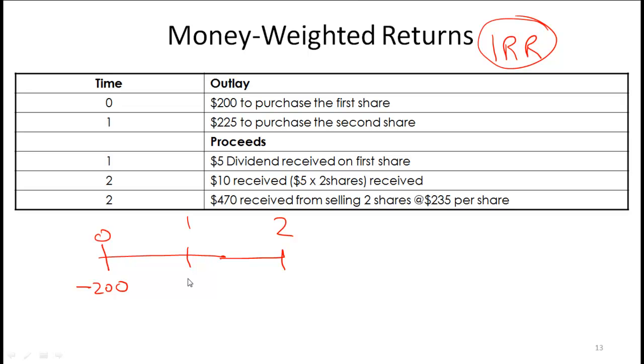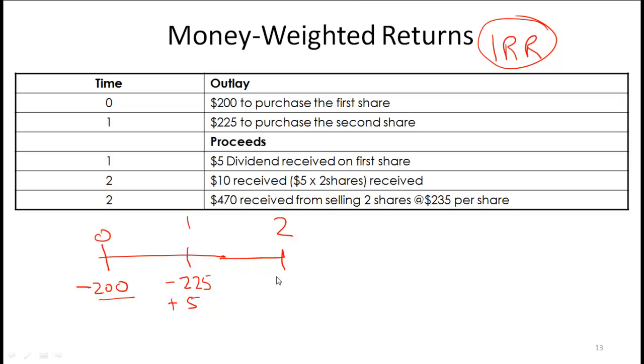And then after 1 year, you purchase a second share. So this is the same stock. So let's say you are talking about XYZ company stock. You bought that at time 0 for 200. After 1 year, that share became 225, and you decided to invest in another share. So you paid $225 for it. Those were your outlays. In terms of proceeds, after 1 year, you got a $5 dividend on this share that you had bought at the start of year 1.